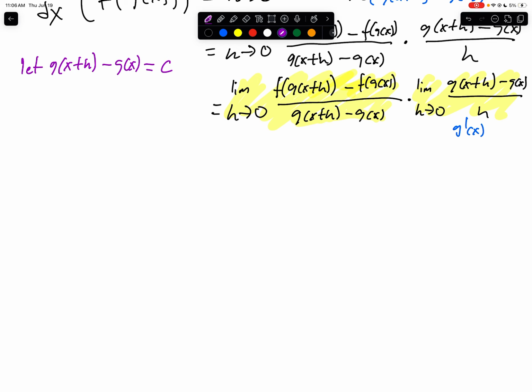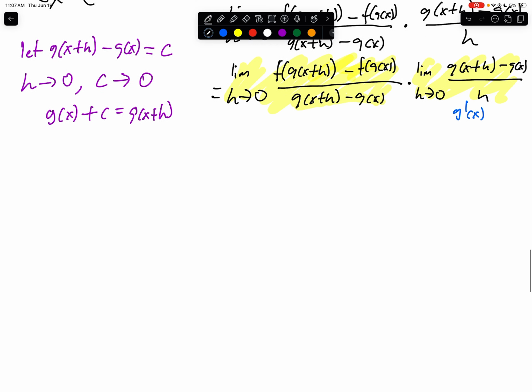So firstly, if we think about c here, as h approaches 0, c must also approach 0, right? Because if h approaches 0 here, we'll be left with g of x minus g of x, which will be 0 as well. So c would also have to be approaching 0. So that's a true statement. And also we can just rearrange this as g of x plus c is the same as g of x plus h. We'll keep that in the back of our head.